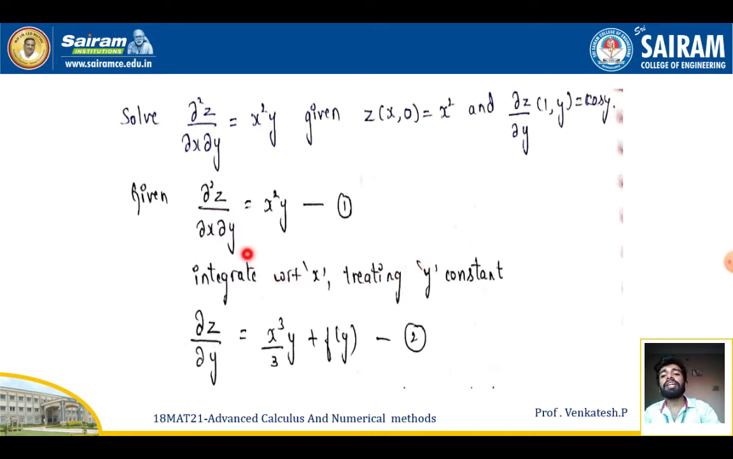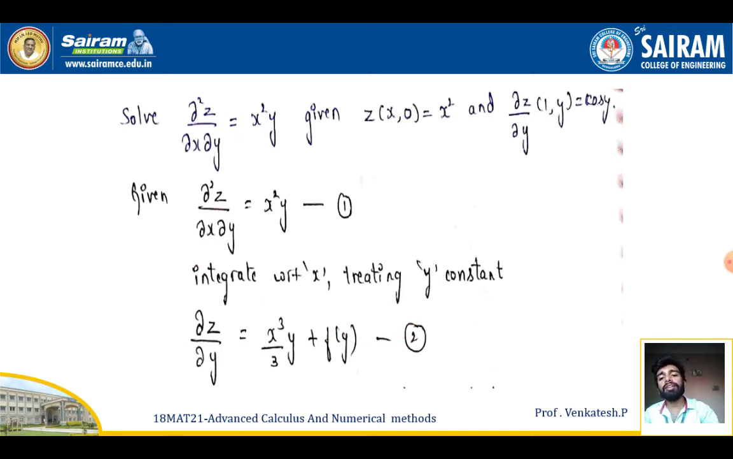If I integrate this equation with respect to x, I'll get ∂z/∂y. Integrating x² with respect to x, I'll get x³/3, keeping the variable y as it is, plus a constant, which will be f(y). Call it equation number 2.